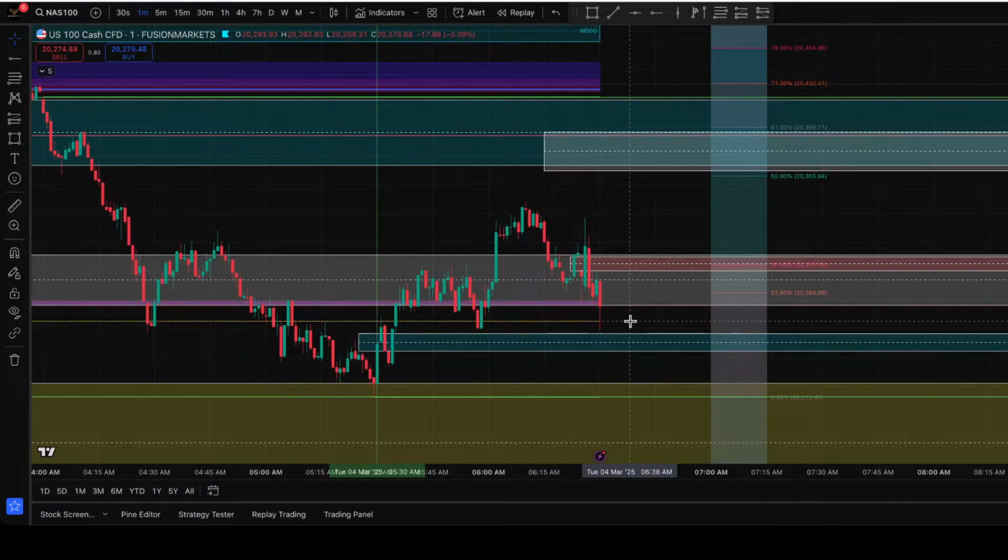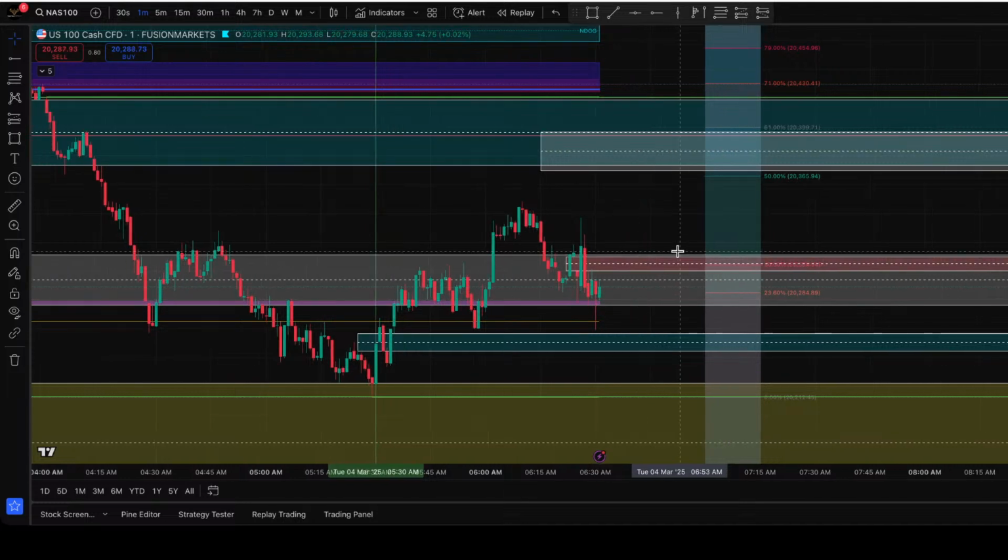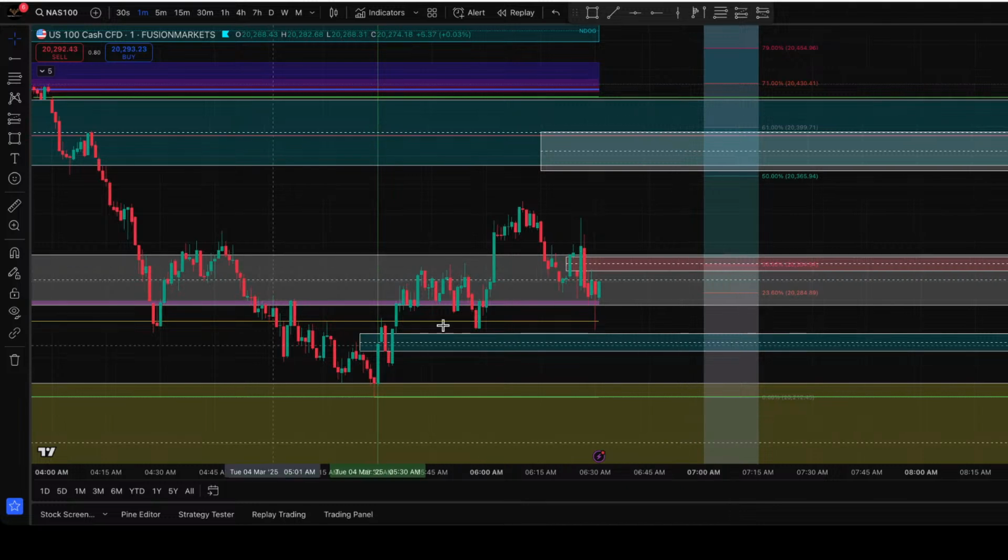Still gesticulating. Most likely we could take out the lows, bounce off the midpoint. We'll see. Whereas most people get FOMO, again, we're staying patient here. I just want to see which side of the range gets taken out first.